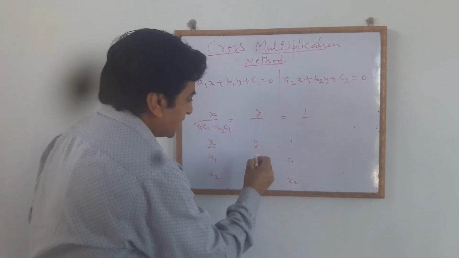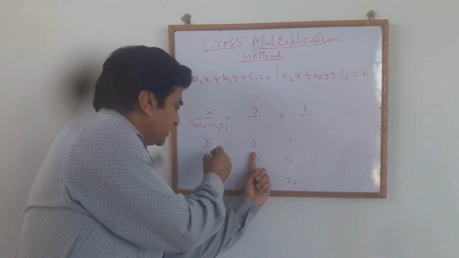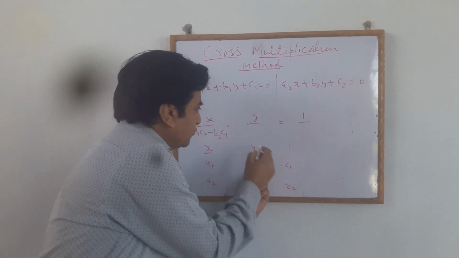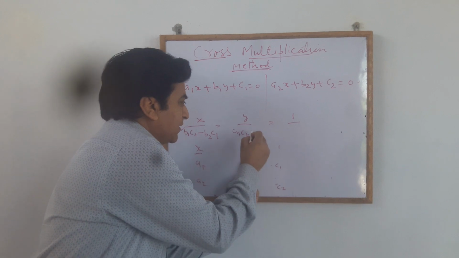Now come to y. In case of y, again we have to forget the coefficients of y. So we are left with a1, a2, c1, c2. Here too, a1 c2 minus a2 c1.